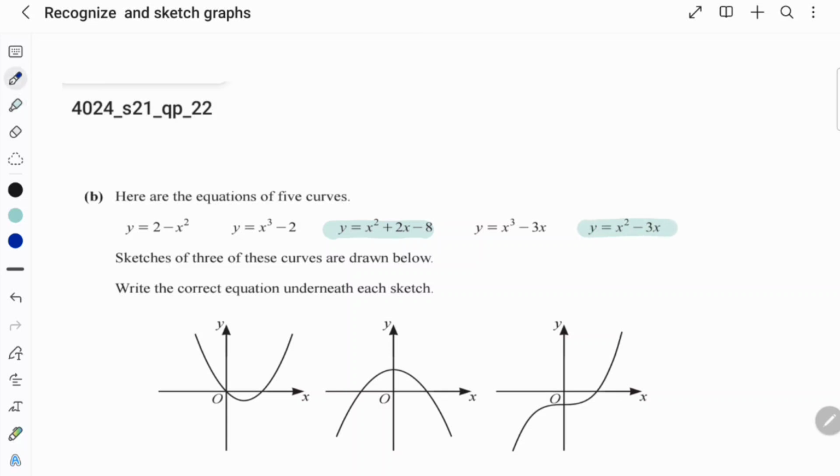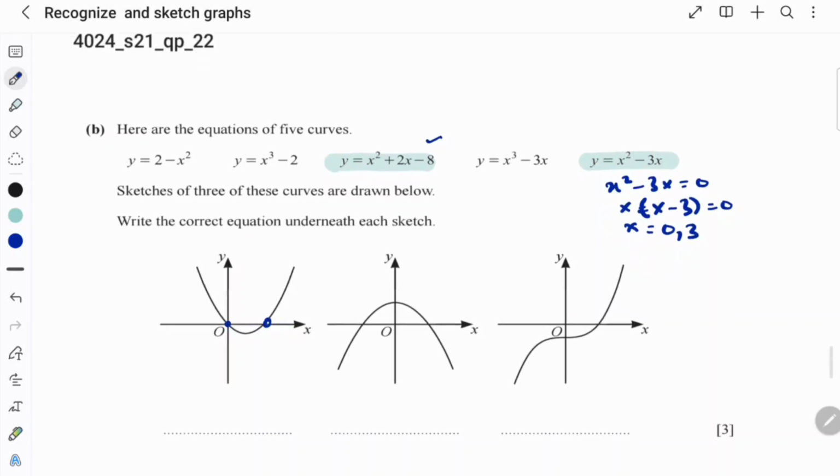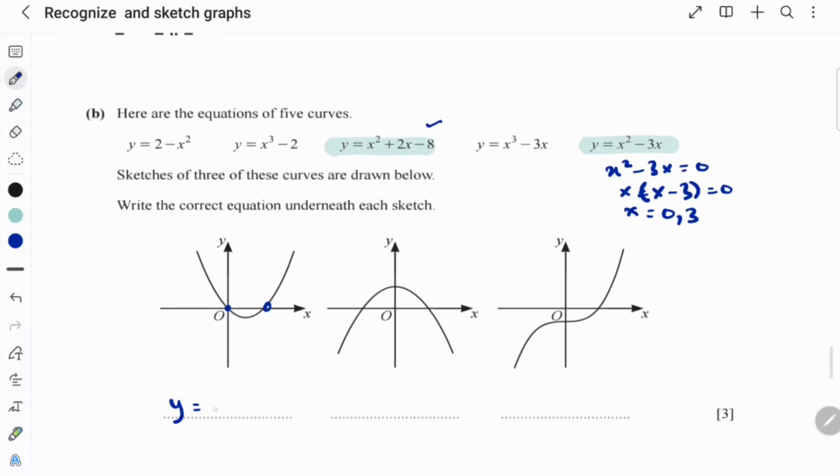But this curve intersects the y-axis at minus 8, which is not happening. Okay, so for confirmation, if you want to do more: x square minus 3x equals 0, x times (x minus 3) equals 0, then x equals 0 or 3. So that is 0 or 3, we can see. So y equals x square minus 3x will be the answer for this part. Okay, so this one is done.